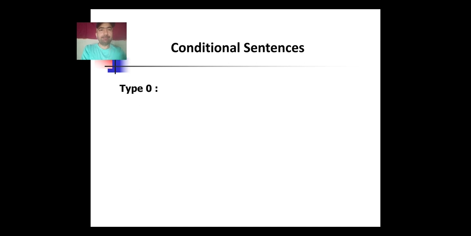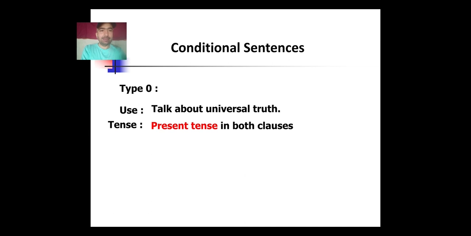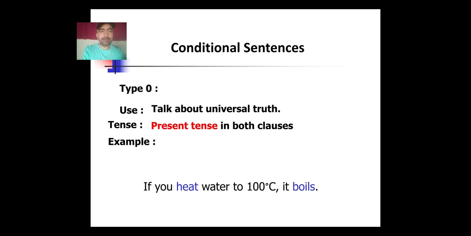So we have type 0. In type 0, the usage is that it talks about universal truth or scientific fact. The tense is present tense in both the clauses, that is, the if clause and the main clause. An example is: if you heat water to 100 centigrade, it boils. Here, if you heat water to 100 centigrade is the if clause which is causing the action, and the result or effect would be it boils. It is a scientific fact or universal truth.